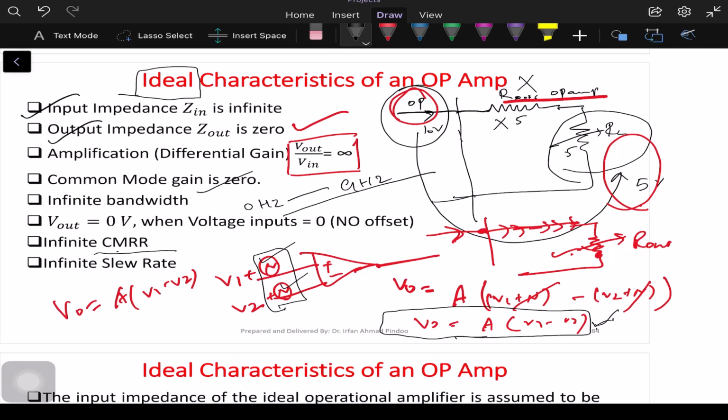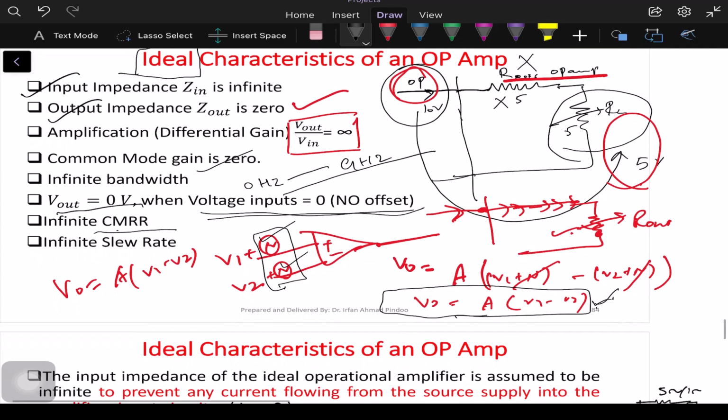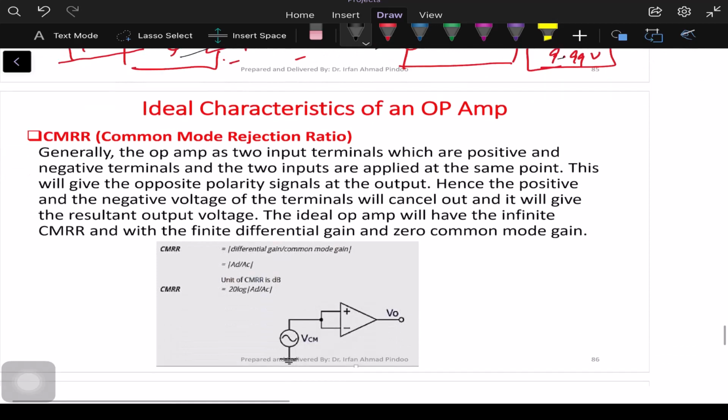Then we are saying that if it is an ideal op-amp, then V out must be 0 when no inputs are given. That is what should happen normally, right? If there is no input, there should be no output. But practically, because of the very high gain, sometimes it may happen that without any input you do get a certain kind of output also. Then two important parameters are CMRR and the slew rate. Let us explain them also.